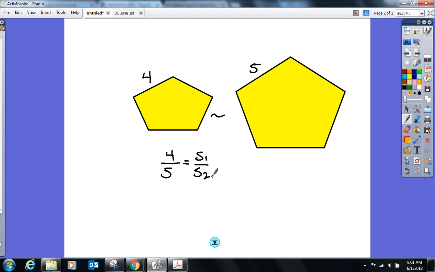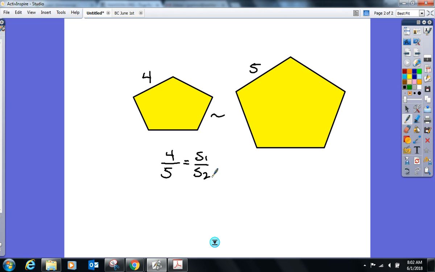Anybody remember from last unit? If you know the ratio is 4 to 5, you know two other ratios. Anybody remember those? Frank, one of them? Perimeter ratio is also 4 to 5. You also know the area, but it's not 4 to 5. What do we do to find the area? Square it. So the area ratio would be 16 to 25.